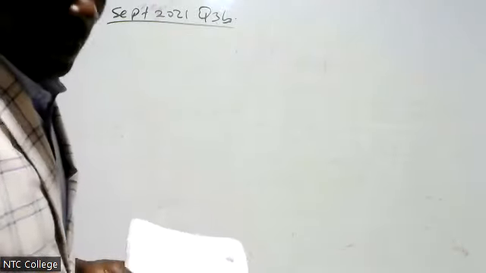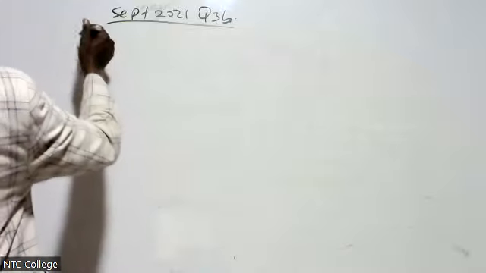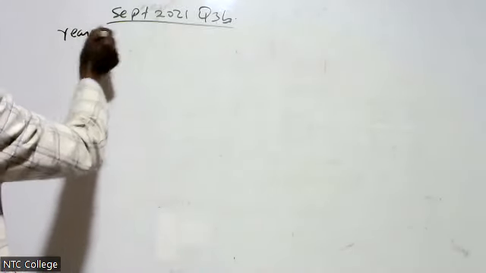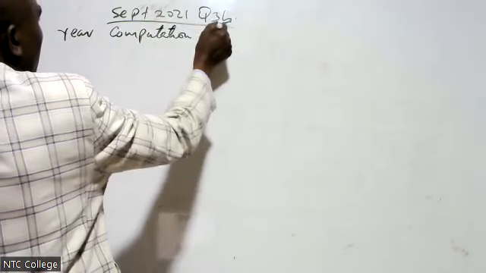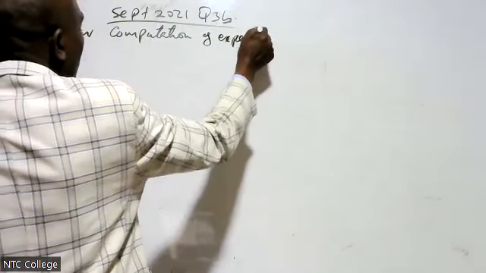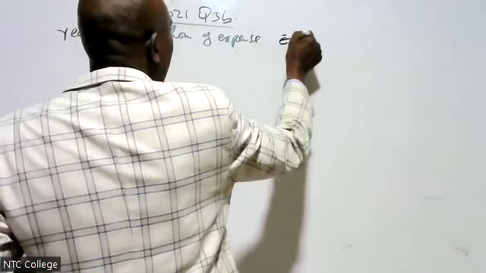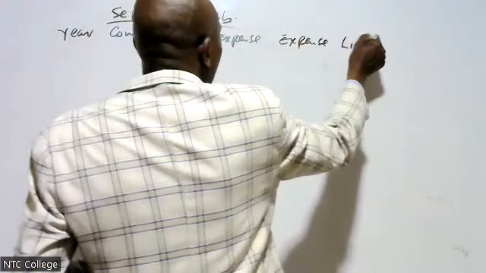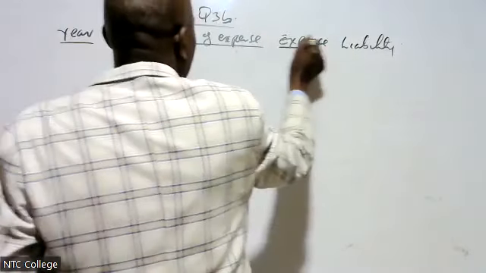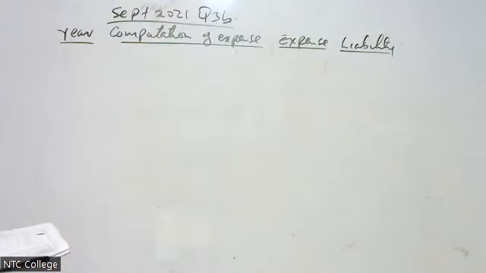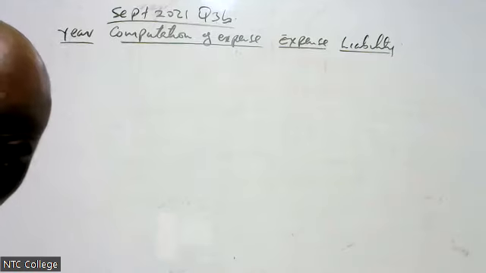Now here we are going to do the computation of expense. Then we report the expense as usual. Then we report the liability. You will see the magic. Here, our vesting period is 4 years.